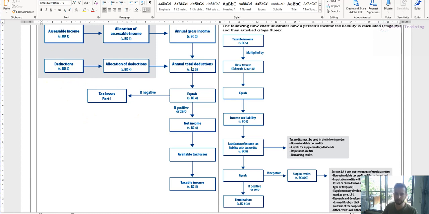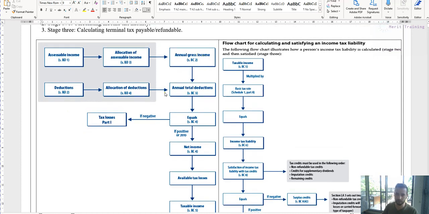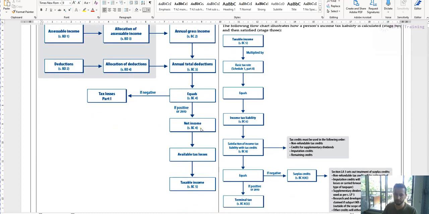So then you get to your annual gross income and your annual total deductions, and this equals your net income. However, if this is a negative, then you have a loss, right? And we'll talk about what you can do with losses a little bit later on, but you can carry it forward or you can offset it against your current year income. So let's say you've got a prior year loss. So let's say this year you've got a positive income, say $100,000, but the previous year you lost $100,000.